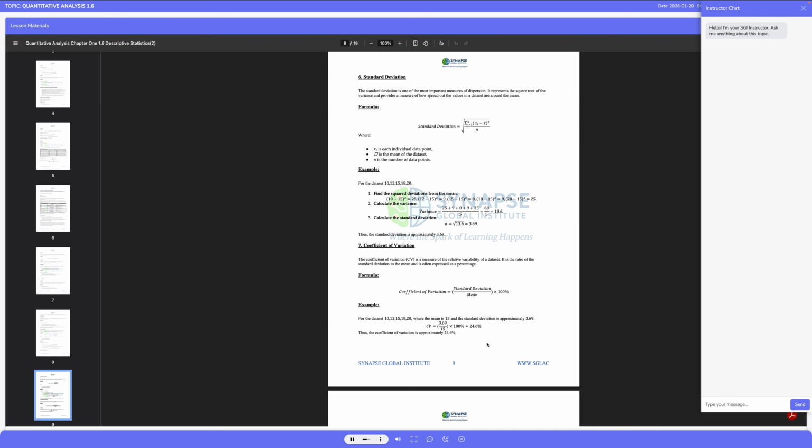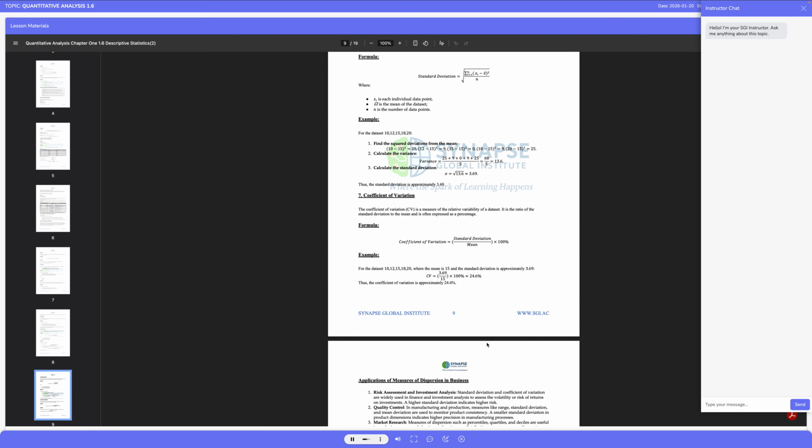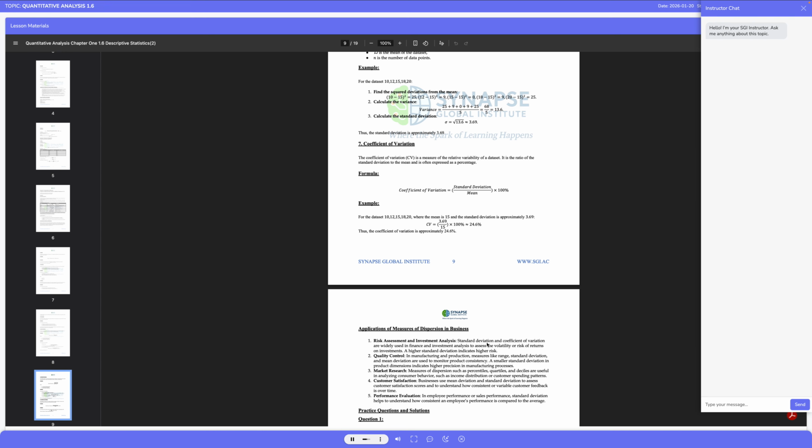In business analysis, standard deviation is commonly used to measure sales volatility, cost fluctuations, and investment risk. Finally, we consider the coefficient of variation, which measures relative dispersion rather than absolute dispersion. The coefficient of variation compares the standard deviation to the mean and is usually expressed as a percentage. It is equal to the standard deviation divided by the mean, multiplied by 100.